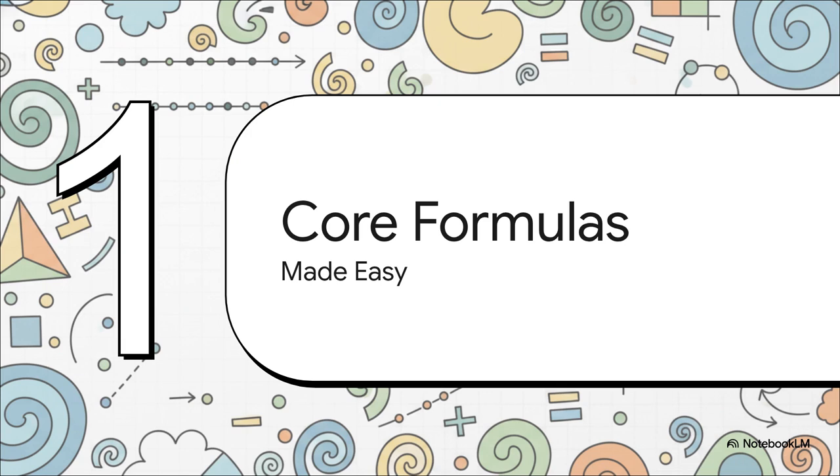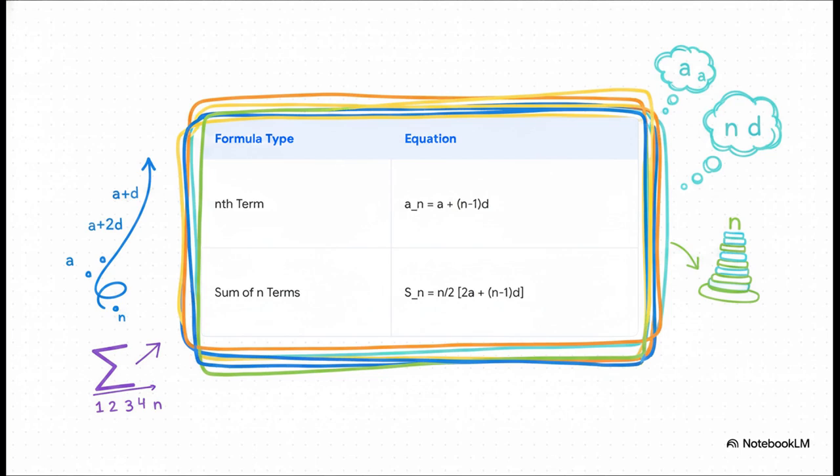Moving right along to Section 2, Core Formulas Made Easy. Okay, the crucial point here is locking down these two formulas. Go ahead and imagine drawing a bright, colorful box around these in your mind. The first is for the nth term, which is exactly how you find a specific number anywhere in the line. The second is the sum of n terms. And fun fact, the famous mathematician Gauss actually figured out the underlying logic for this sum formula when he was just a kid in elementary school. He realized you could just efficiently pair the first and last numbers together. For both of these formulas, you have A as your starting point, N as your position, and D as your common difference. Everything revolves around these three letters.